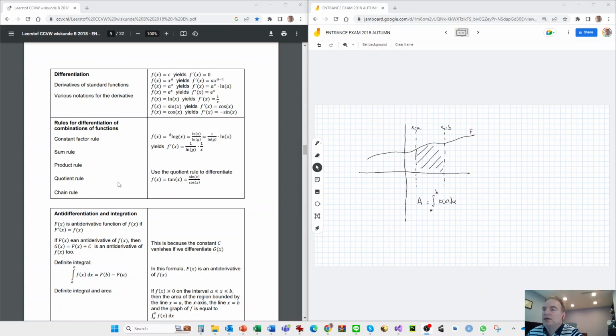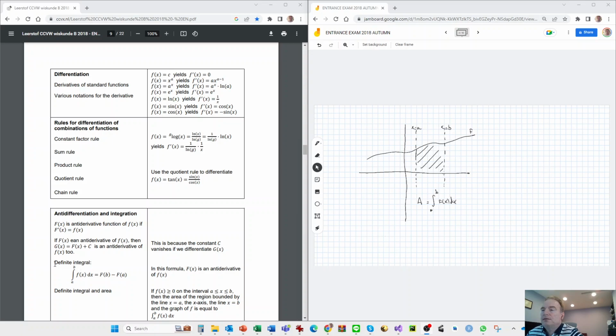Then you need to know the definition of the antiderivative, also called the primitive. So a function capital F is an antiderivative of f if the derivative of capital F is the function f itself. And you can always add an arbitrary constant. Adding an arbitrary constant, the resulting function is also an antiderivative of f.